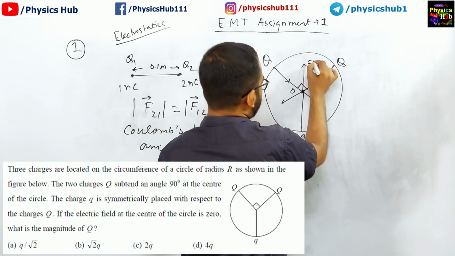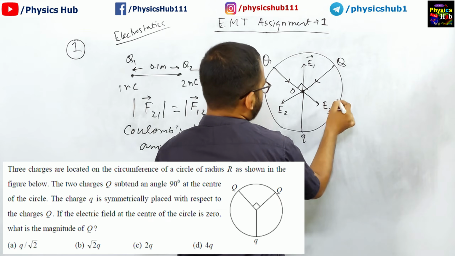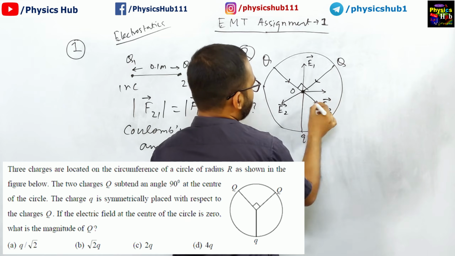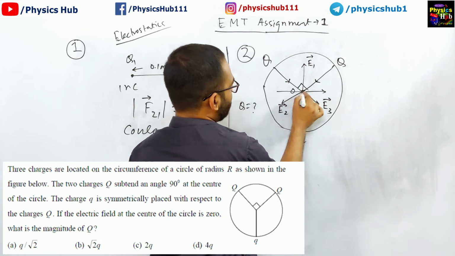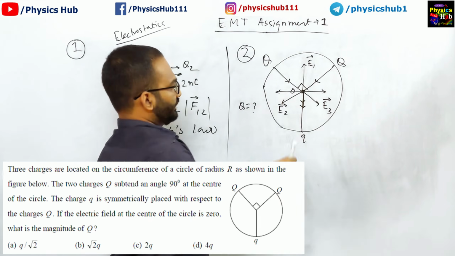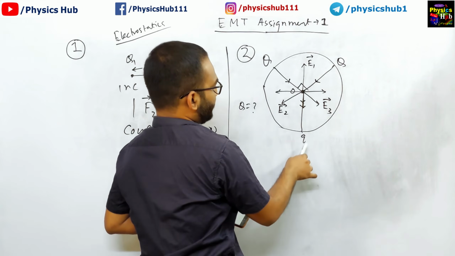This is, let's say, E1, and this is E2 and this is E3. So these are the components of the electric field. Now E3 will have 2 components, one along this, another along this. E2 will have 2 components, one along this, another along this. So you can see these horizontal components get cancelled, only the vertical components remain.